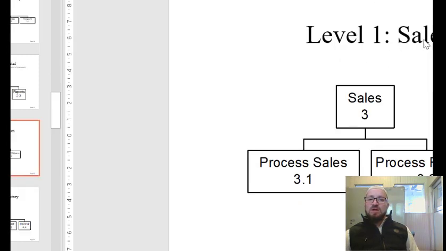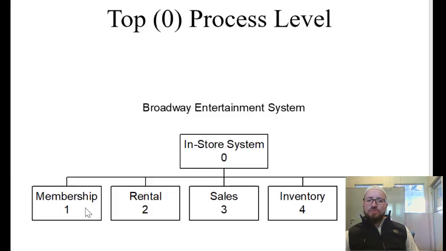Now on level 1 I had sales as number 3, the third process. So it has process sales, process returns. If you see membership, rental, sales, inventory, and employee, these were all the processes I had on level 0. We said all the processes are there, and on the context level we have only the in-store system.